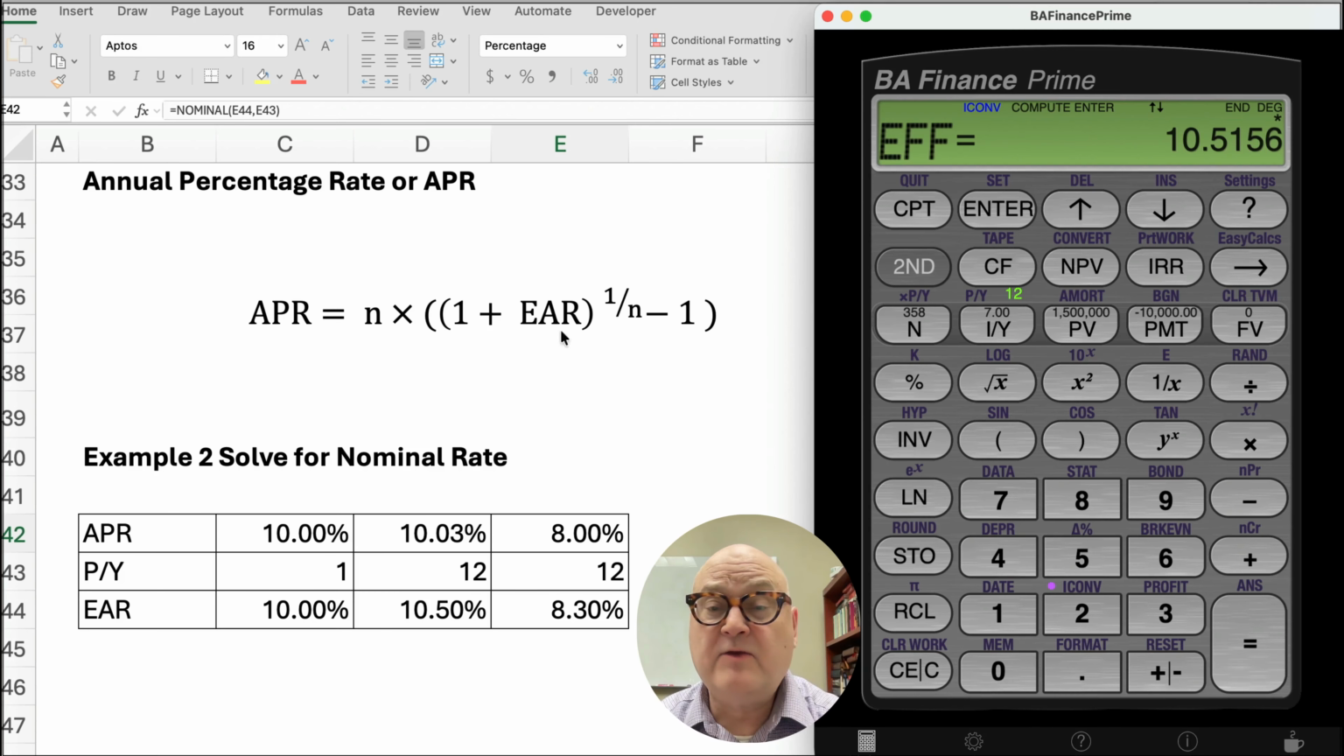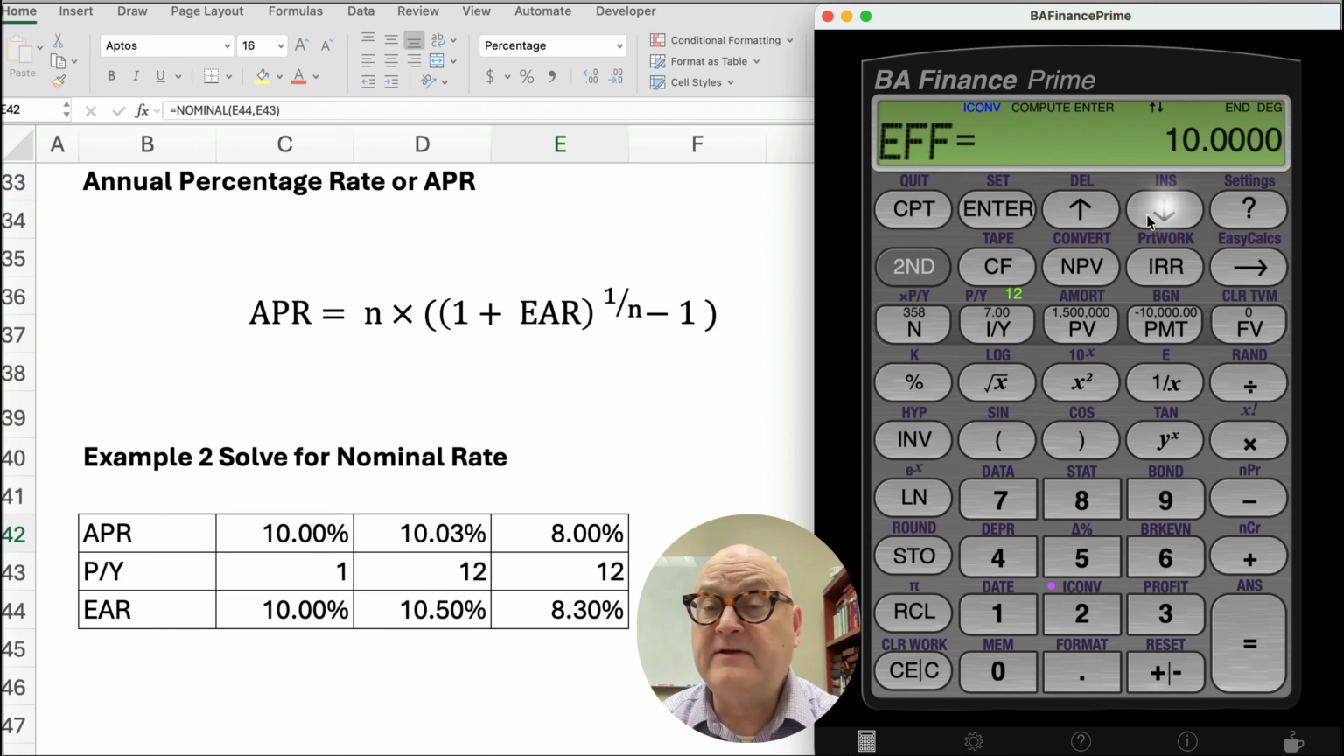So the first one, we would put in the EAR. So we're going to put in the effective rate. Let's put in 10%, enter, and then down arrow, compounding one time, enter. And then what's the nominal rate? Compute, that's going to be 10%.